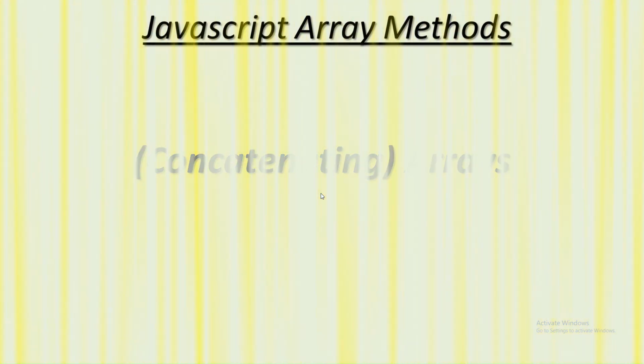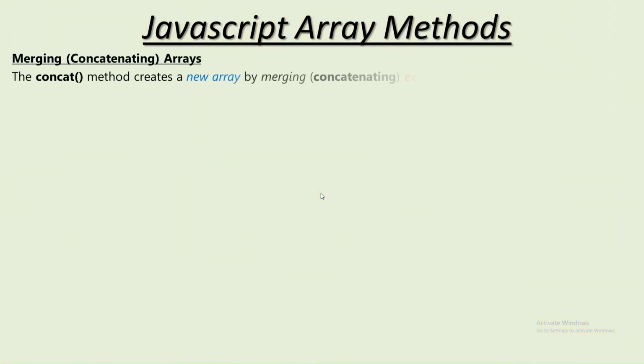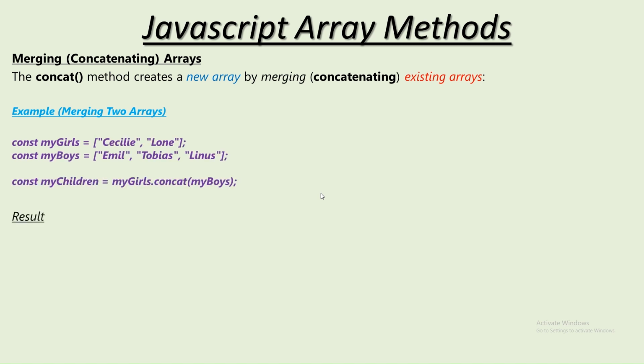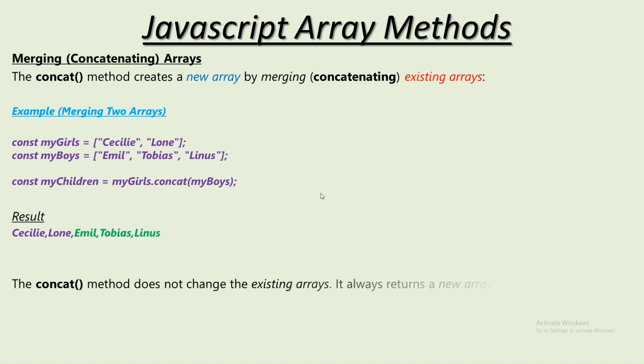Concatenating arrays. Merging or concatenating arrays, the concat method creates a new array by merging or concatenating existing arrays. For example, merging two arrays. The first array was myGirls with two values and the second one myBoys with three values. Now we will concat the first one with the second one in a third variable and try to print the third variable. The result would be the values from both the arrays. The concat method does not change the existing arrays, it always returns a new array.